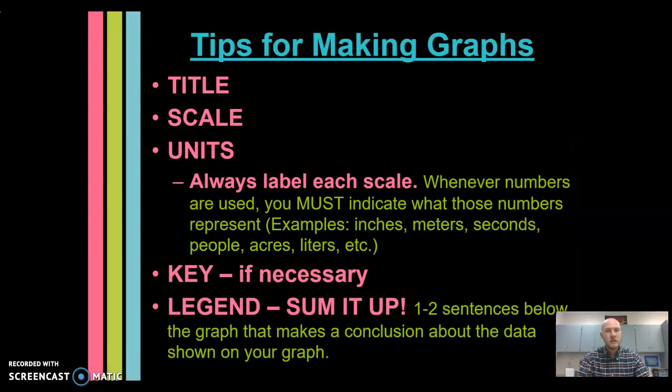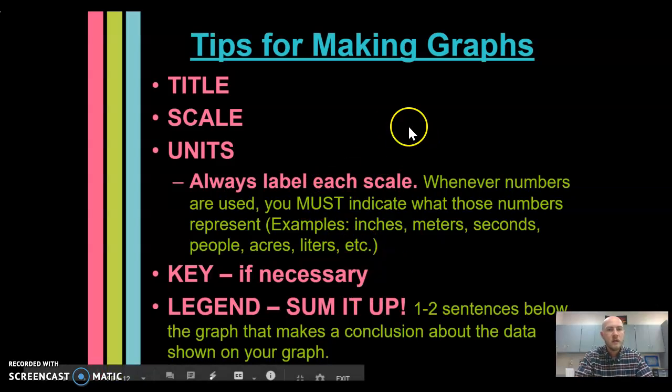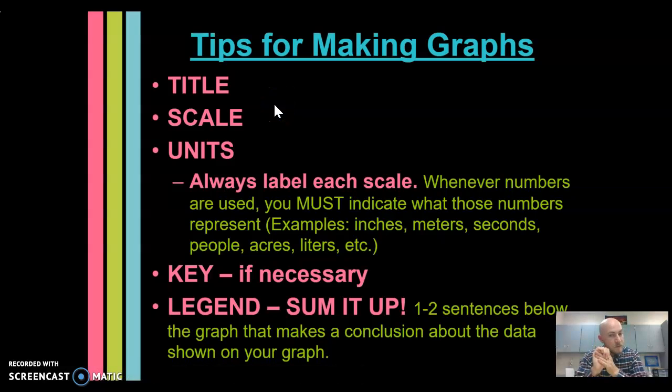All right, a few tips for making a graph. There are 5 or 6 things, I believe 5 things, that you need on each of your graphs that I'm going to request in class. And these things will often count as points. All right, so the 5 things you need are a title, a scale, units, a key, if necessary, and a legend.